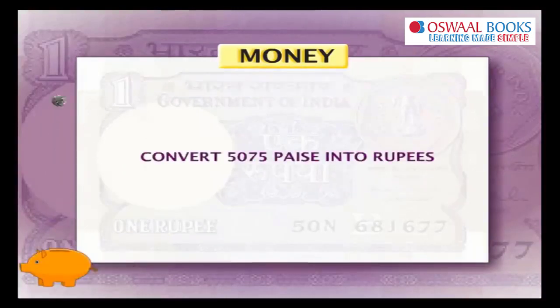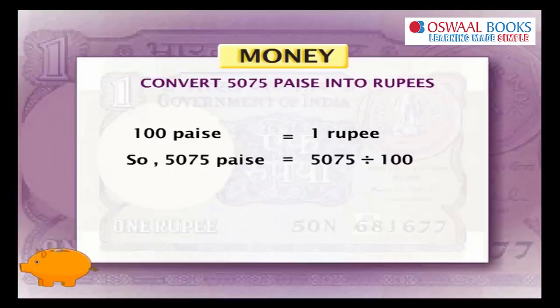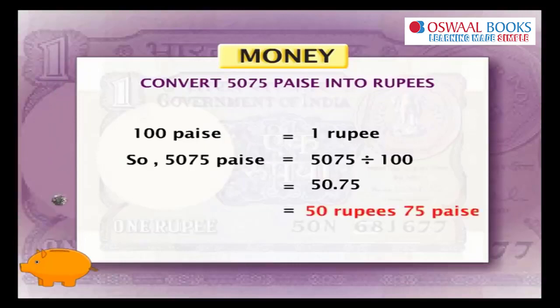Example 2. Convert 5075 paise into rupees. 100 paise is equal to 1 rupee. So 5075 paise is equal to 5075 divided by 100, which is equal to 50.75. That is 50 rupees and 75 paise.